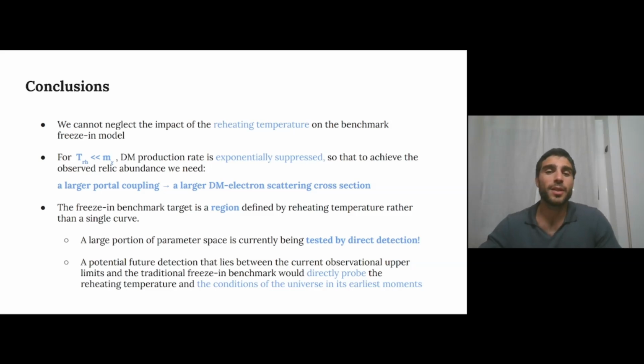We argue that the freezing benchmark target should be regarded as an extended region defined by the reheating temperature rather than a single curve as previously understood. In this sense, within the context of this minimal freezing scenario analyzed here, a potential future detection that lies between the current observational upper limits and the traditional freezing benchmark would directly probe the reheating temperature, providing important insights into the condition of the universe in its earliest moments.